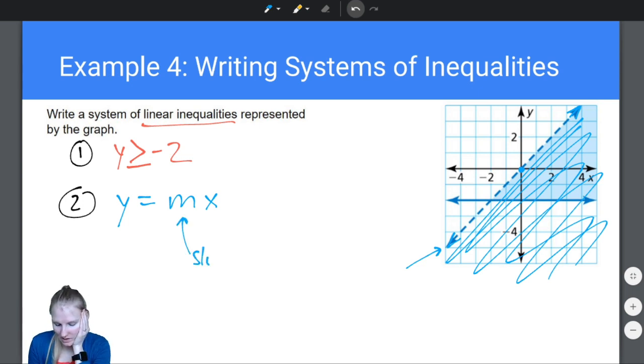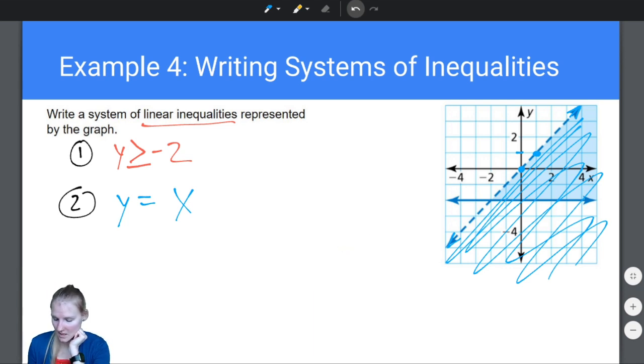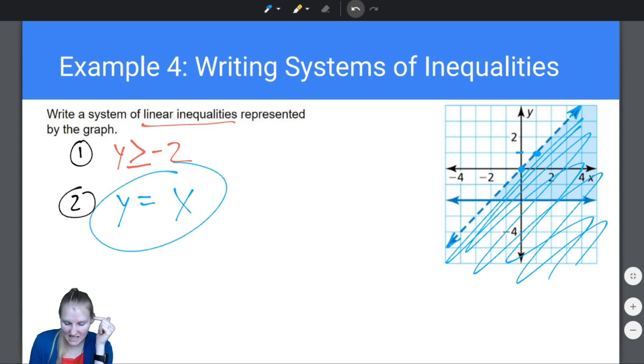Now, what is the slope? Well, I notice that if I start at the y-intercept, I go up 1 over 1. So I rise 1 and run 1. Oh, so my slope is 1. So this is the line y equals x. 1x, but remember I don't need the 1 in front of it. y equals x. Okay. Now remember, that's the boundary line, but I want the inequality.